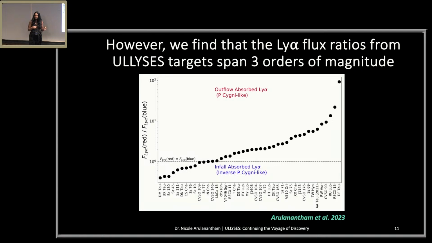Or inverse profiles, kind of like an inverse. So this is very interesting, right? Because the T-Tauri stars that were included in the Ulysses program do not span a huge range of spectral type compared to the models that we were looking at earlier, right? So predominantly, we still see this spread in the shape of the emission.